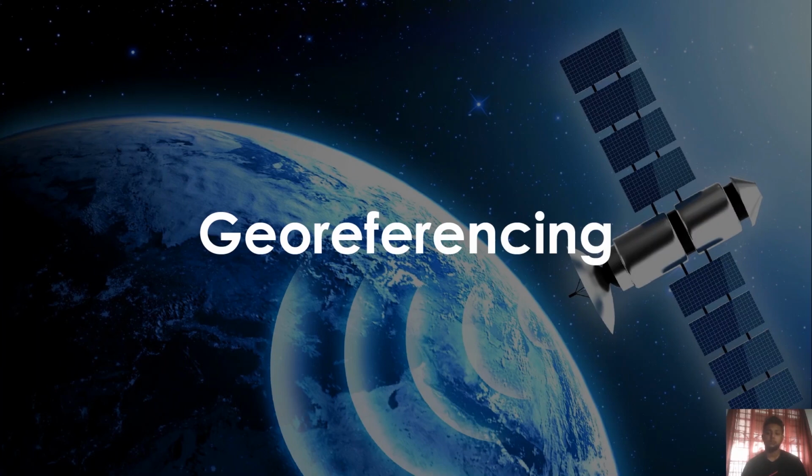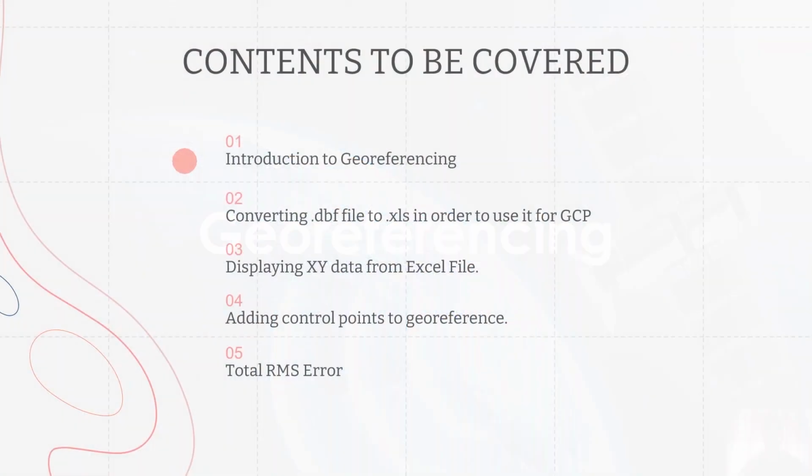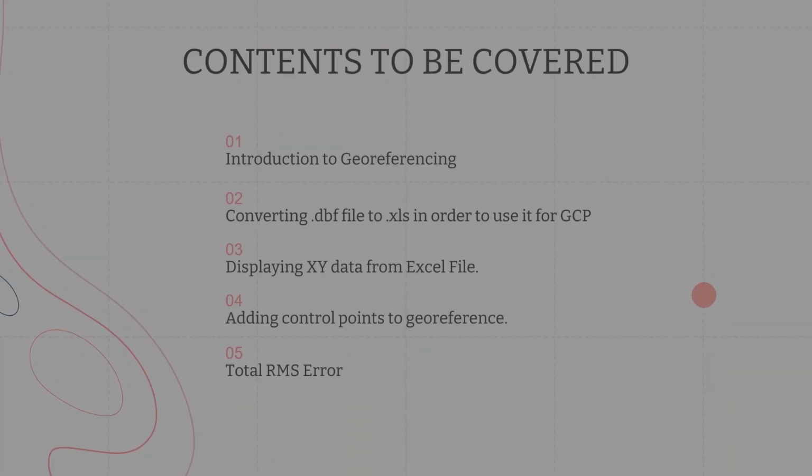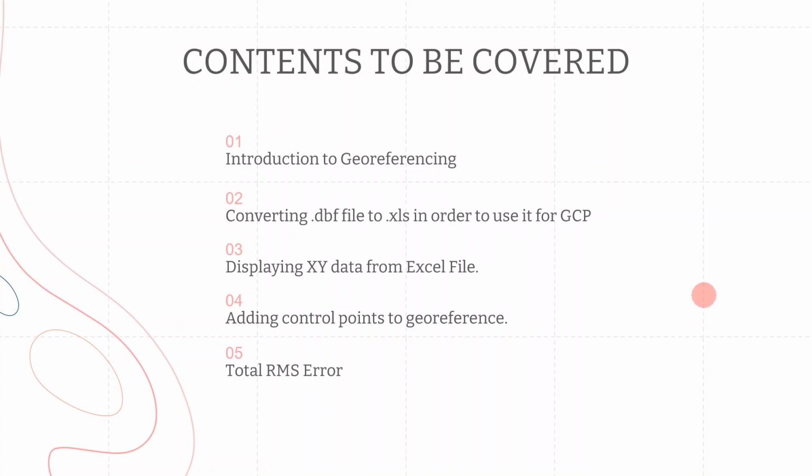Today, we will learn about georeferencing in ArcGIS. Today, we will cover Introduction to Georeferencing, converting DBF file to XLS in order to use it for GCP, displaying XY data from Excel file, adding control points to georeference, and total RMS error. Let us move to the first part, Introduction to Georeferencing.